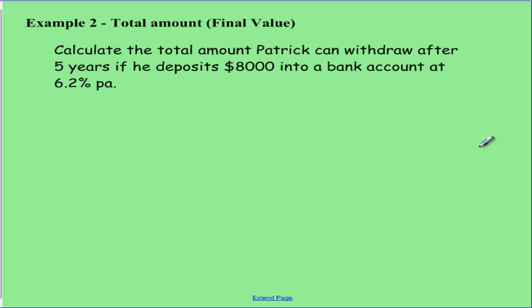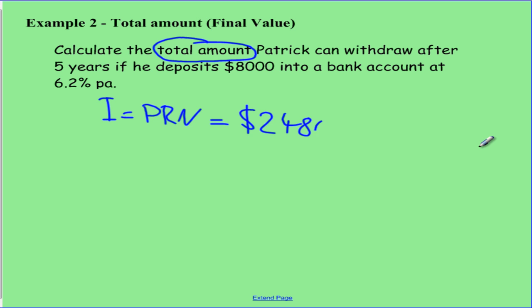Okay, in the next example, we need to calculate the total amount Patrick can withdraw after 5 years if he deposits the same amount for the same amount of time at the same rate. Now this one's a little different because it's asking for the total amount. So in the previous question, we just worked out the interest. In this question, we need to find out how much Patrick's going to have at the end of that. So if we use the I equals P R N formula, we know that that works out to be $2,480. So that's just subbing all those in.